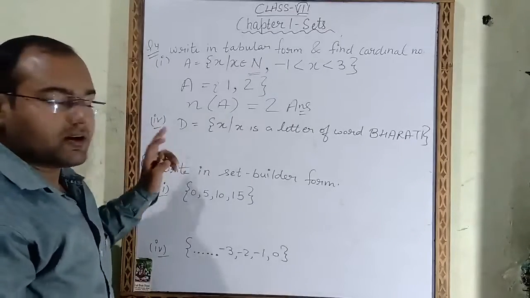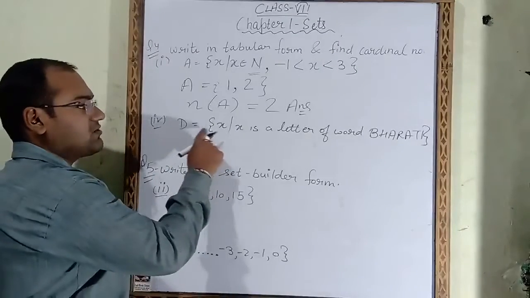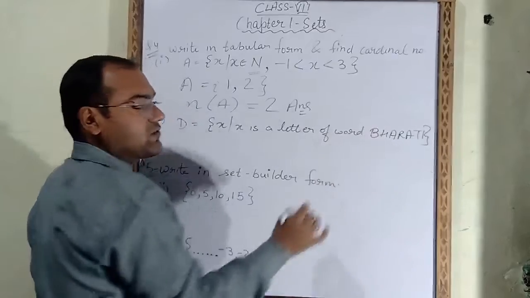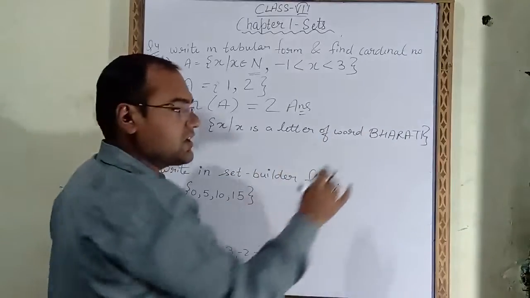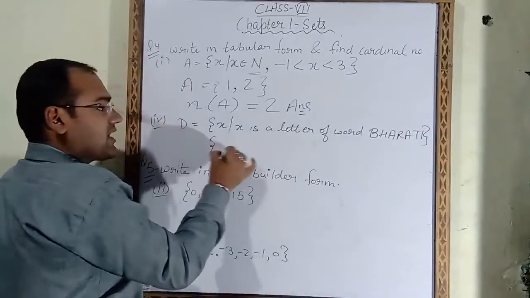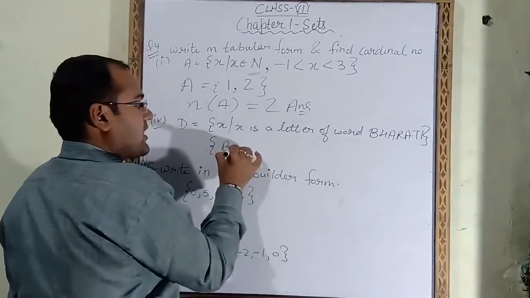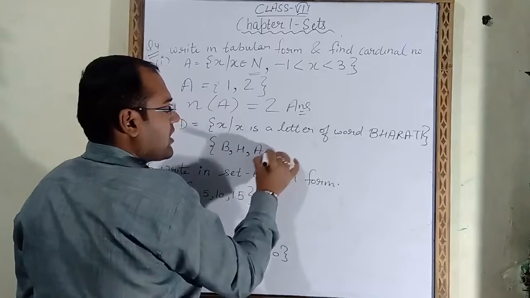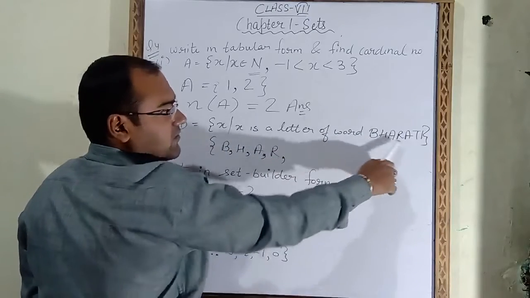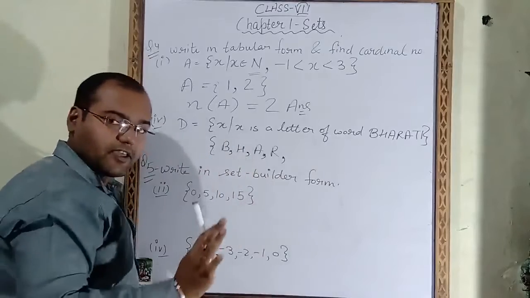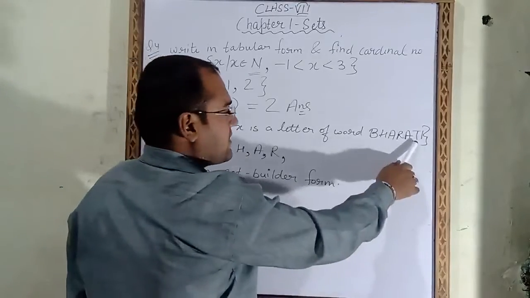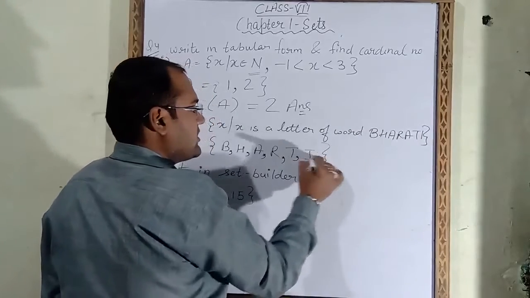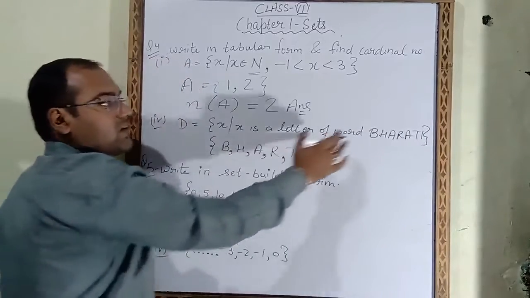Now come to the fourth part. What is the fourth part? D is equal to {x such that x is a letter of the word Bharti}. Letters of the word. So we have to write which letters are coming in the word Bharti. First letter B is coming. Second letter H. Third letter A. Fourth R. Fifth A is coming, but we had already written A, so we will not write it again. T. I. So these are the letters which are coming in the word Bharti.